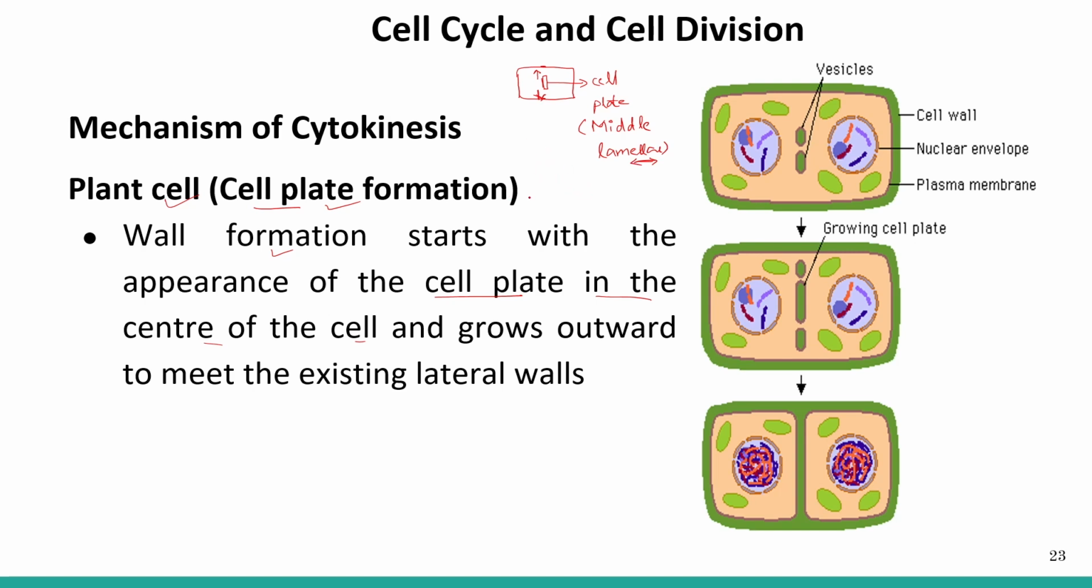Okay, so a cell plate is formed in the center and it grows outwards, okay, and meets the existing lateral walls. So this is the cell plate, okay. This is growing, okay. The vesicles which contain the cell wall material, okay, fuse with the cell wall. It continues to grow and finally meets the lateral walls, okay, and divides the cell into two. So this is what is happening during the cell plate formation in the plant cell.